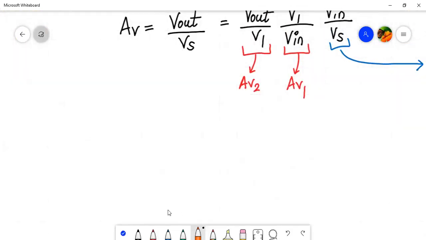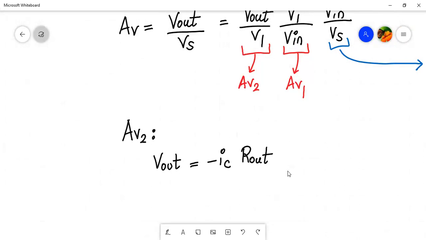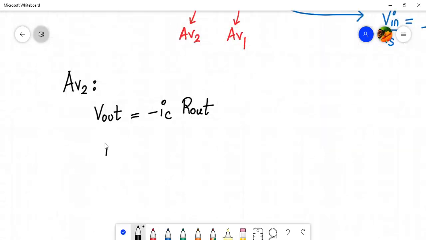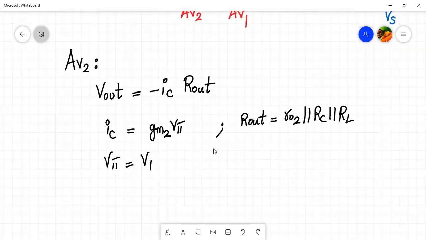So we were concentrating on finding out the value of expression for AV2. So we got Vout is equal to minus IC into Rout, right? Now let us elaborate that. What was the value of IC? Collector current IC was gm2 into V pi. And what was the value of Rout? Rout was nothing but ro2 parallel to RC parallel to RL, right? And also what was the value of V pi? V pi was equal to V1, correct?